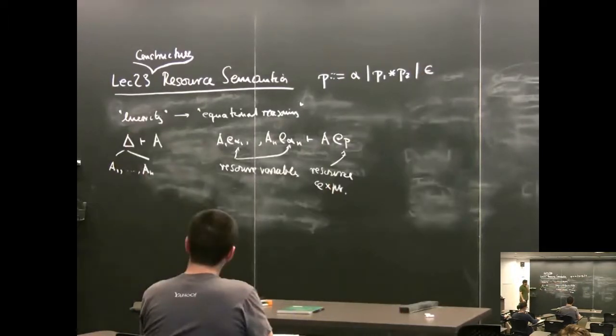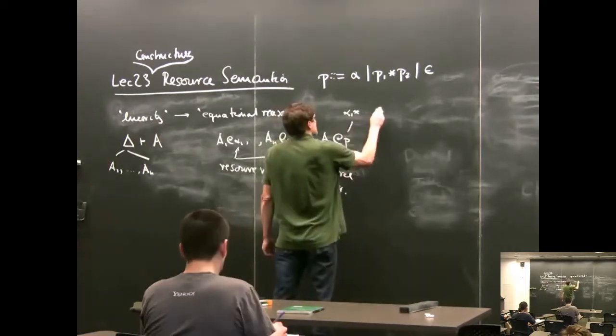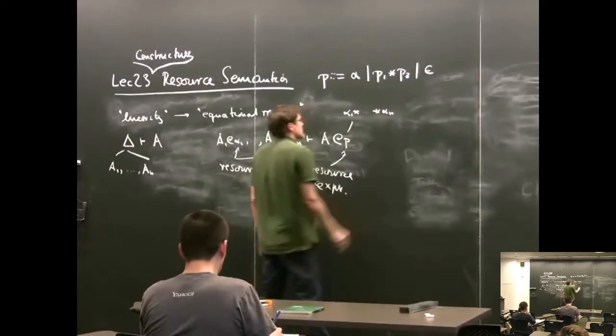So typically, for a sequent to be the translation of a linear one, this P here would look like alpha 1 star through alpha n.